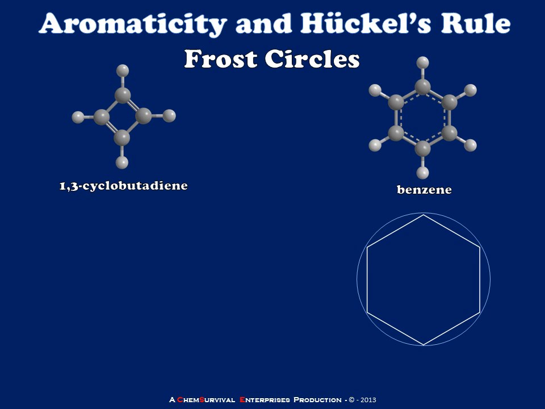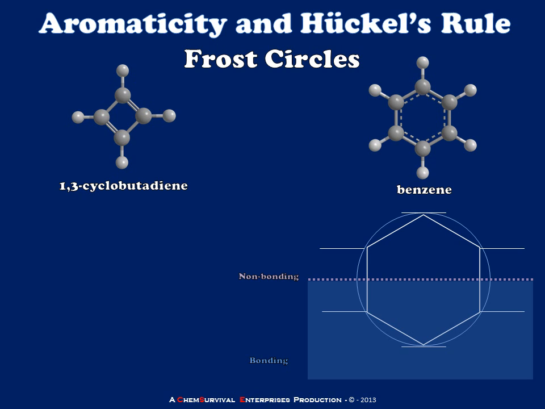Now when I do this, the corners of my polygon represent energies of the molecular orbitals in the pi system for that molecule. And a horizontal line bisecting the circle gives me the non-bonding energy. So any molecular orbital below this line would be considered a bonding molecular orbital, whereas any orbital above this line would be an antibonding molecular orbital. And if an orbital should fall directly on the line, we call that a non-bonding orbital.